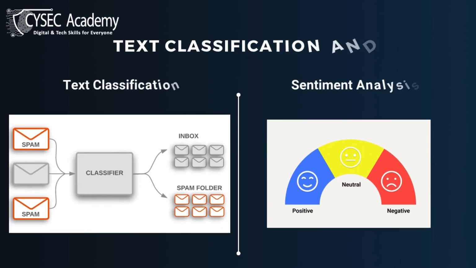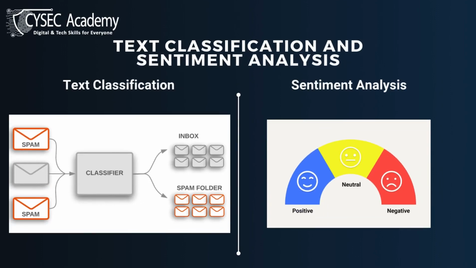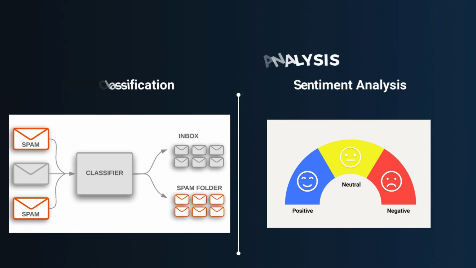Text classification and sentiment analysis. Text classification is the process of assigning predefined categories to text, such as tagging emails as spam or not spam. While sentiment analysis is a type of text classification that identifies the emotional tone behind text: positive, negative, or neutral.